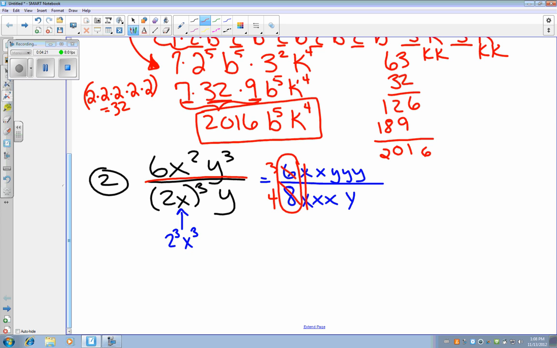X over x is 1. X over x is 1. Y over y is 1. And now it becomes a multiplication problem. I have 3 times 1 times 1 times y times y, 3y squared. And down here I have 4 times x, and there's my answer.